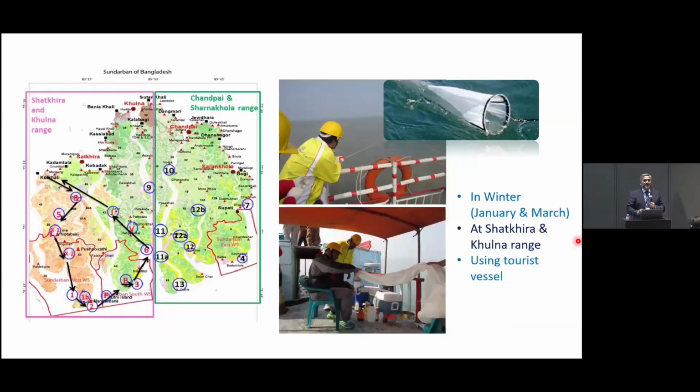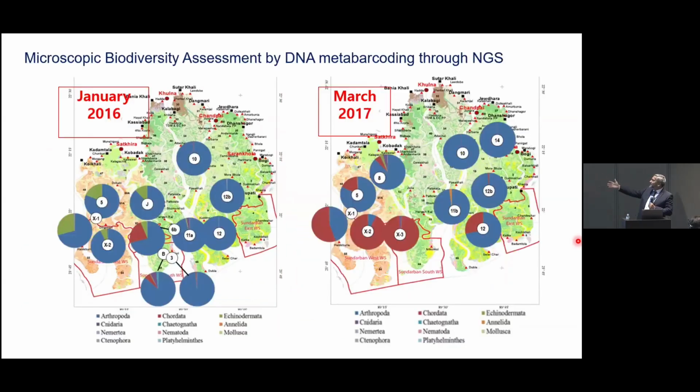We collected these using a zooplankton net. We collected larvae and other eggs, and these are the sampling spots. Then you see the clear difference. It was my first attempt at DNA barcoding of larvae and other zooplankton. In January, basically in the winter, that area was dominated by arthropods and also some echinoderms. And in the next year, when the summer started, it was dominated by fish and other organisms. So that was my first work.